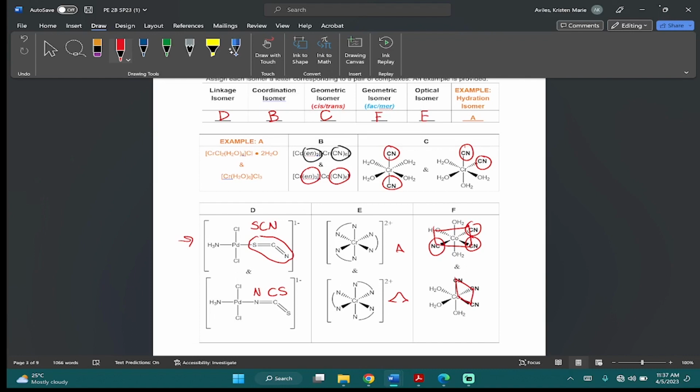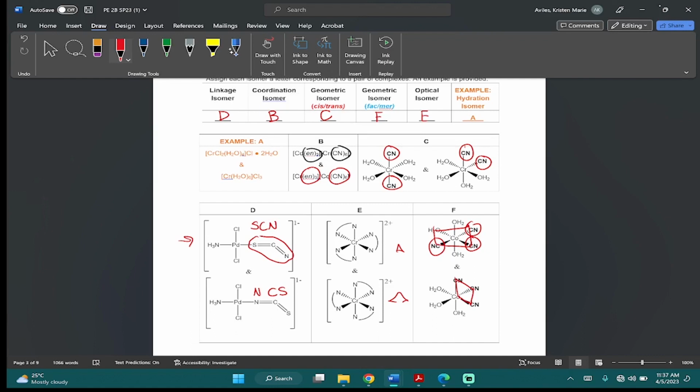I don't want to say definitively that we would expect you to know the name. For things like cis, trans, fac, mer, yeah, I would expect that. But as far as linkage, coordination, and optical, those are a bit harder. Optical might be easier because it's just the delta and our other triangle-looking thing.